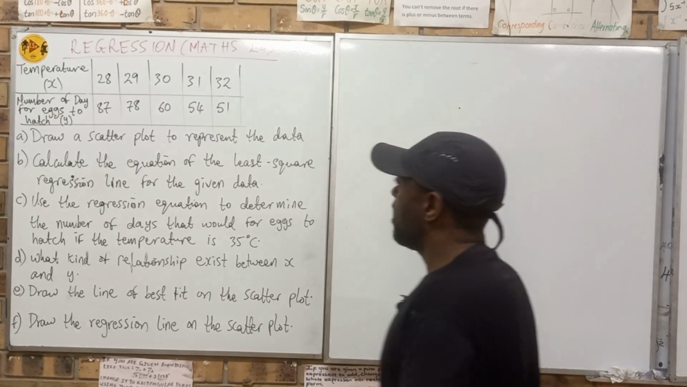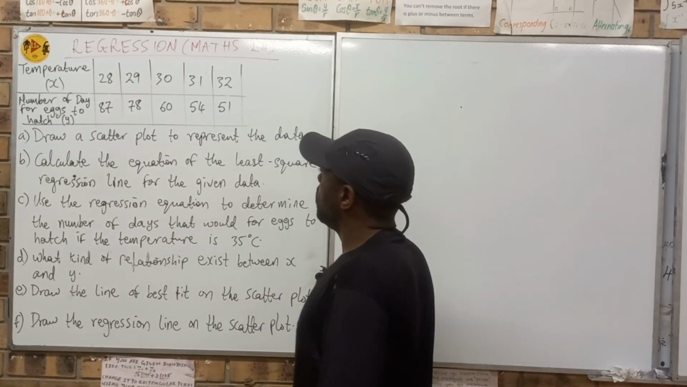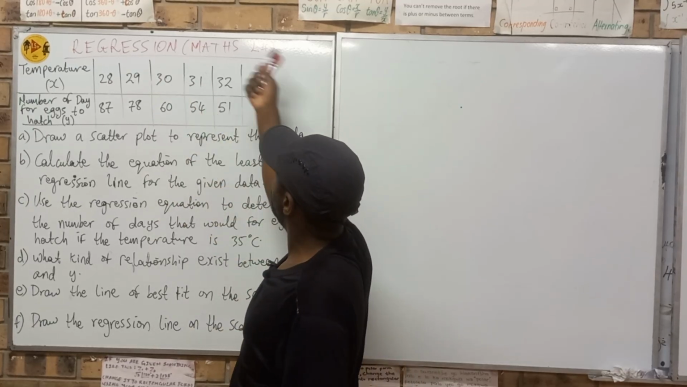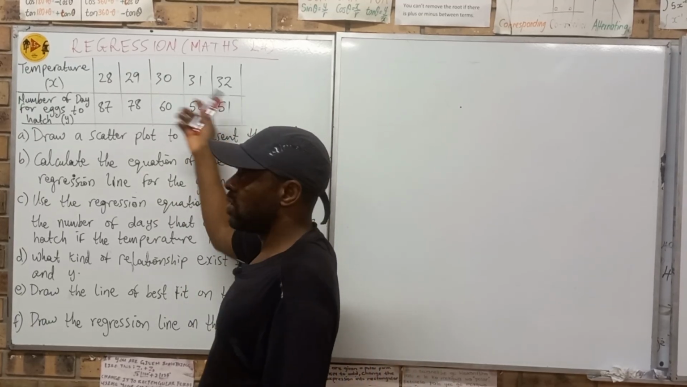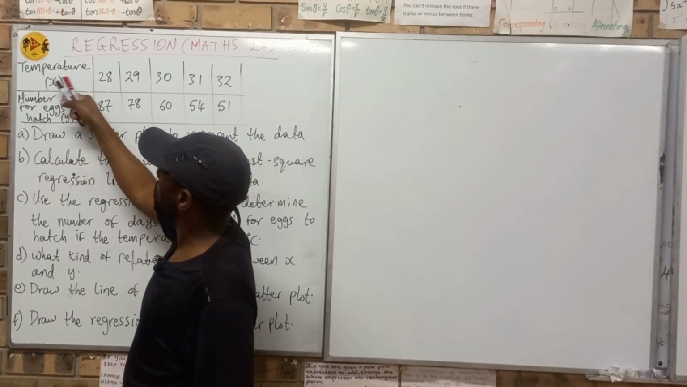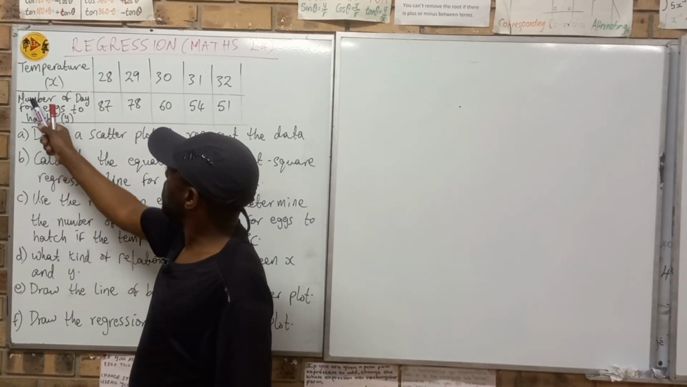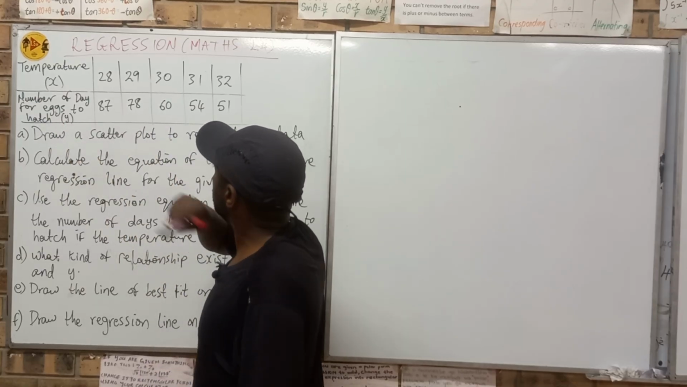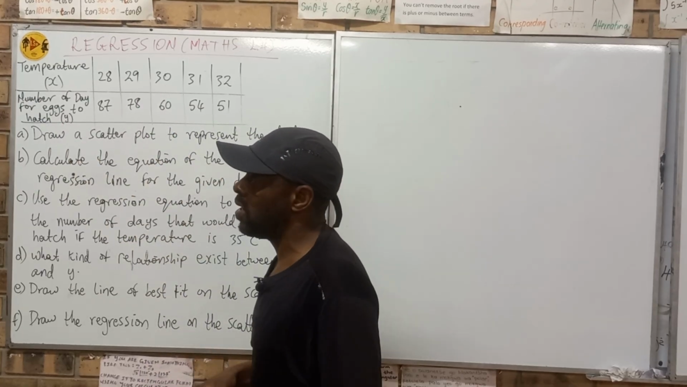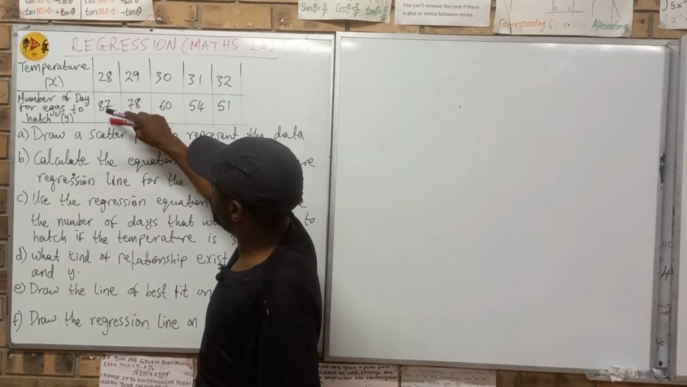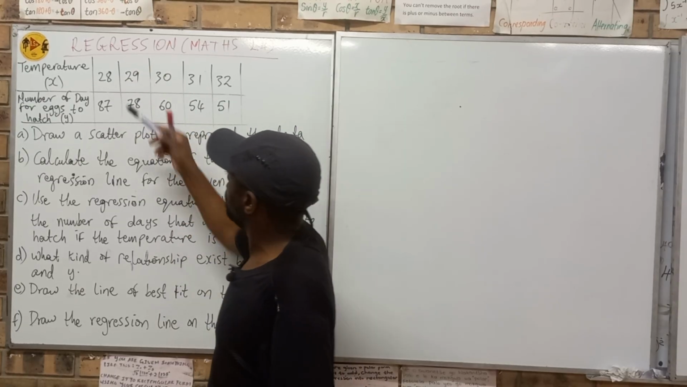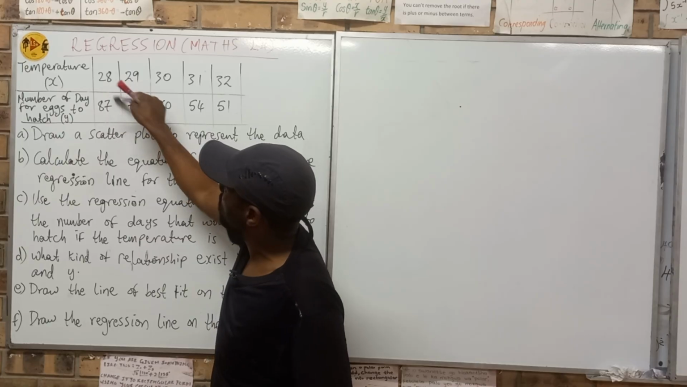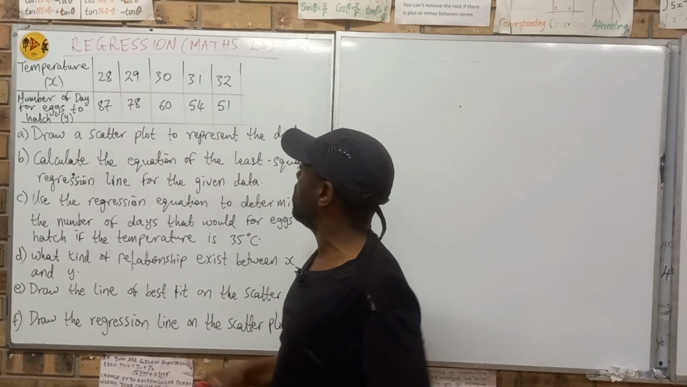Good day, guys. We have to look at another problem on regression for mathematics level 4. This table is showing us the temperatures x and the number of days for x to hatch. The background of the story is talking about crocodiles and the temperature during which they hatch their eggs. So if the temperature is 28, the crocodiles will hatch 87 eggs and so on.